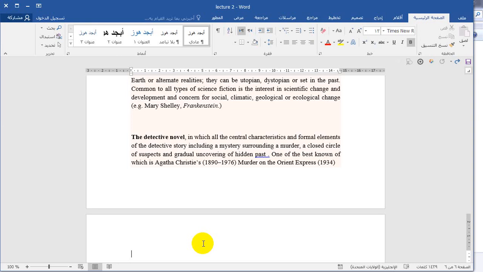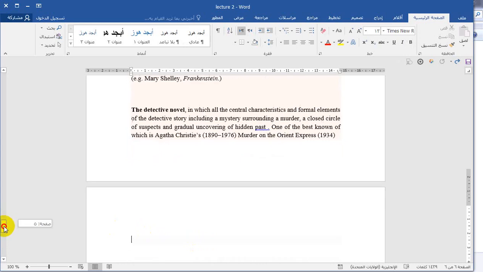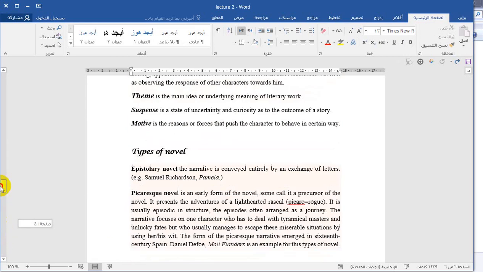Detective stories include a mystery surrounding a murder, a close circle of suspects, and a gradual uncovering of hidden pasts. The best example is Agatha Christie's Murder on the Orient Express. I think this is the end, but students, we have so many types of novel, we just take those.